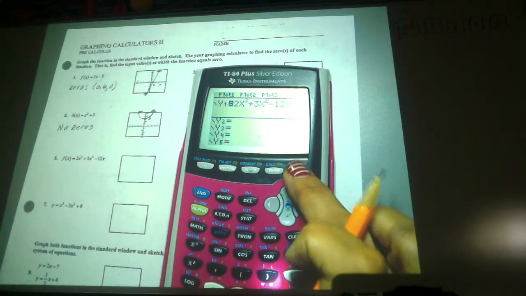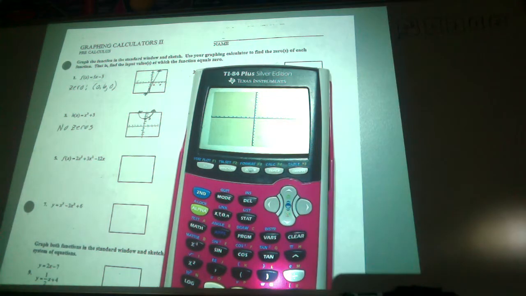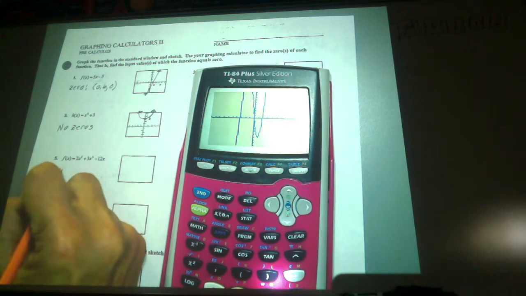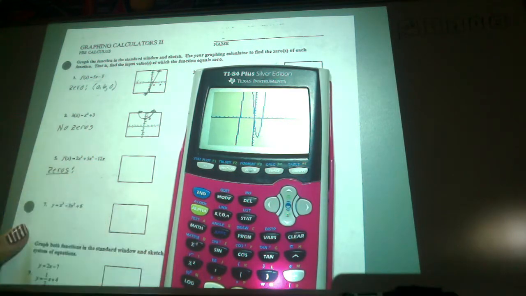Hit graph. Should look like a sideways S. How many zeros are on this one? 3 zeros this time, right? So here's your zero. You're going to find all three. My suggestion would be that you start with the leftmost zero and work your way to the right.